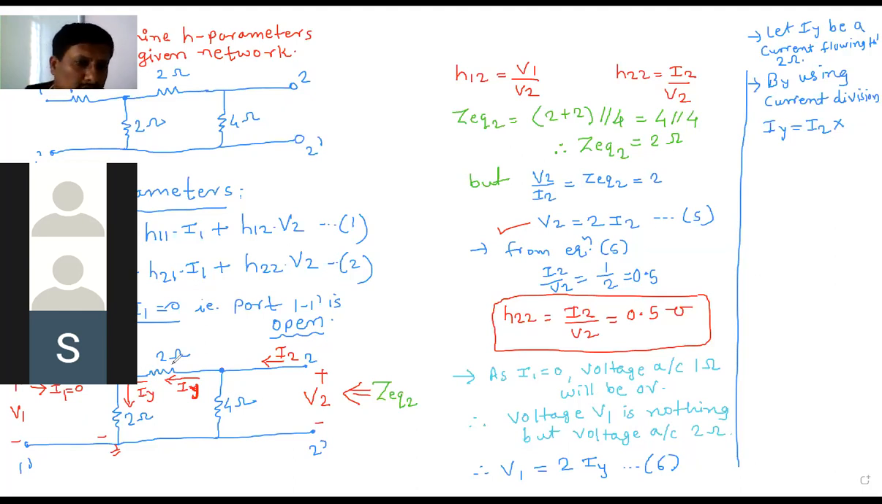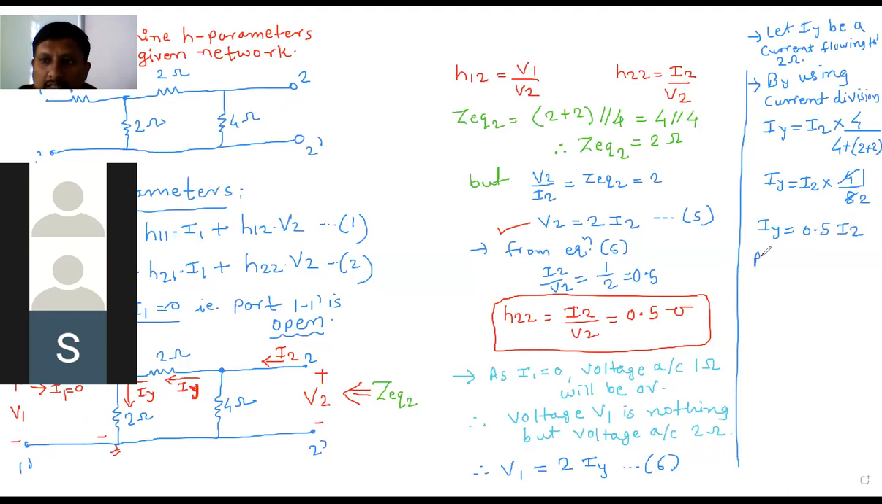Because the current flows through 2+2, the opposite branch is 4. You have to write 4 in the numerator, divided by 4 plus, just 2? No. It is 2+2, because 2 and 2 are connected in series, so you write 2+2 in brackets. Many students are making a mistake here. They write 4 divided by 4+2 only, but it will be 2+2. So Iy is equal to I2 into 4 divided by 8, that is 1/2. So Iy is equal to 1/2, which means 0.5 into I2.